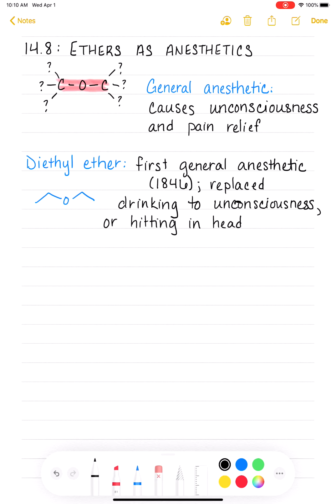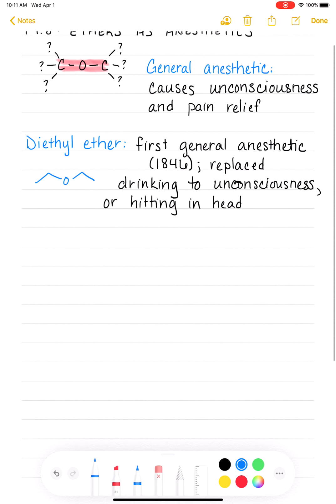So as you can imagine, when the medical profession realized that you could give somebody a chemical that would put them to sleep and allow them to stay asleep for the medical procedure, this was really groundbreaking in the history of medicine. So there were pros and cons to the use of diethyl ether as an anesthesia. The pro was that it was safe to the patient.